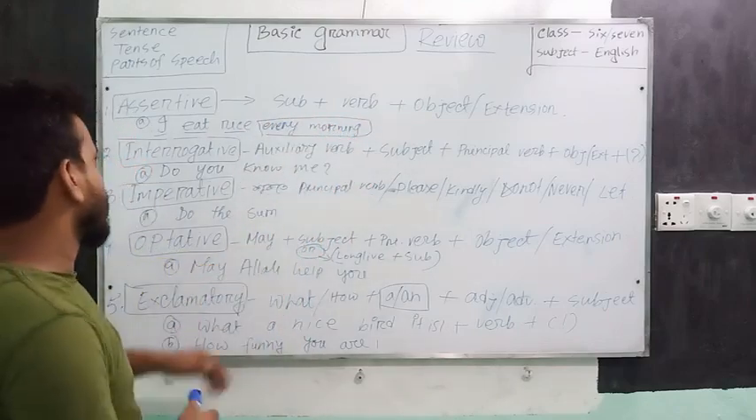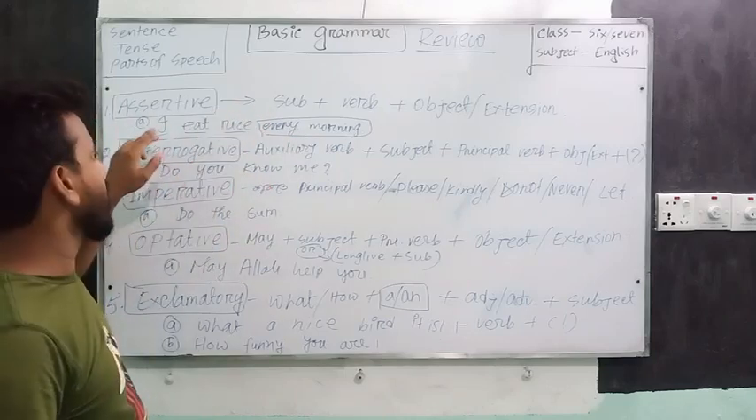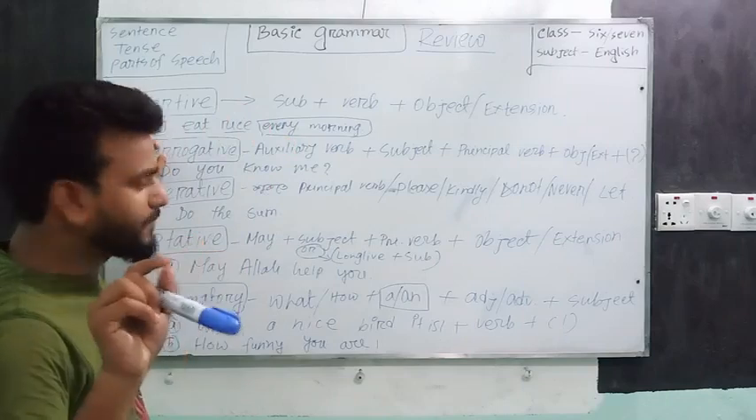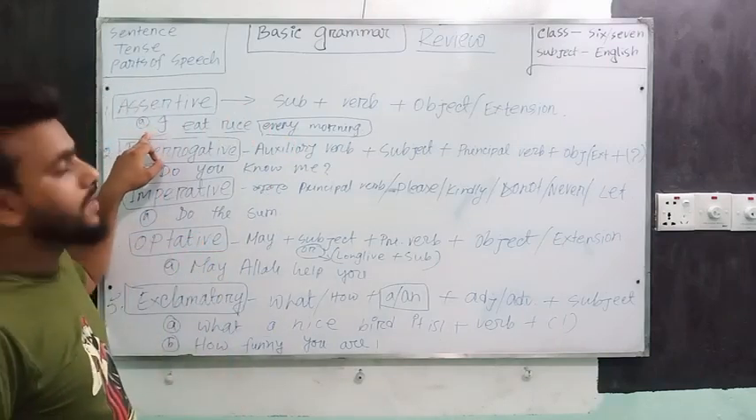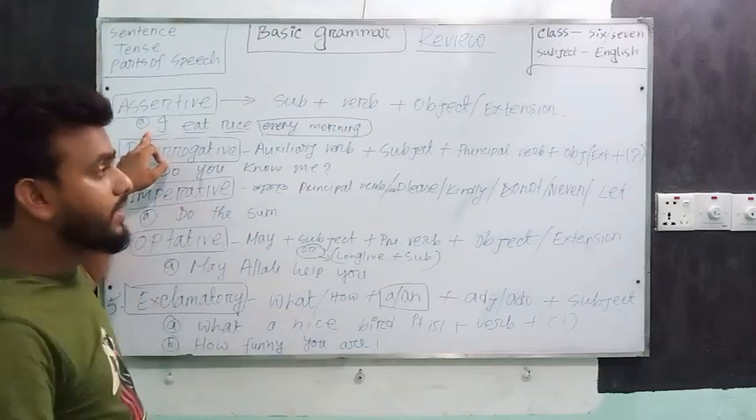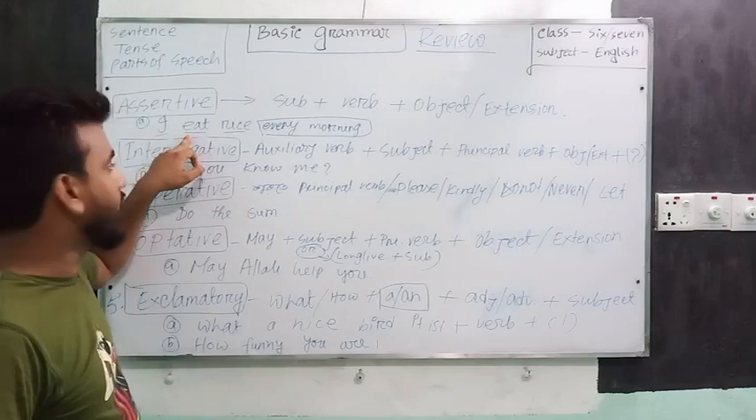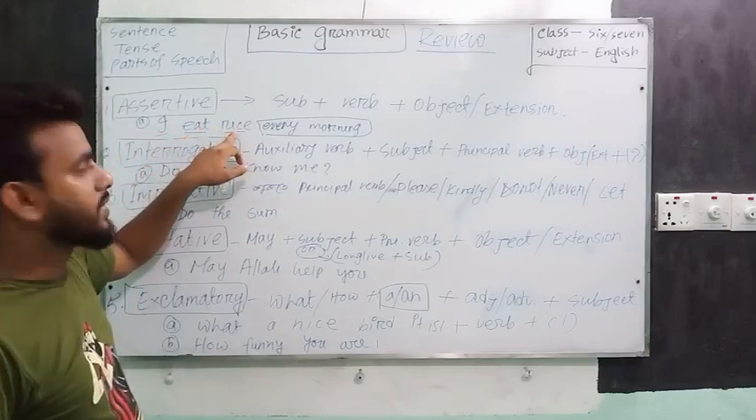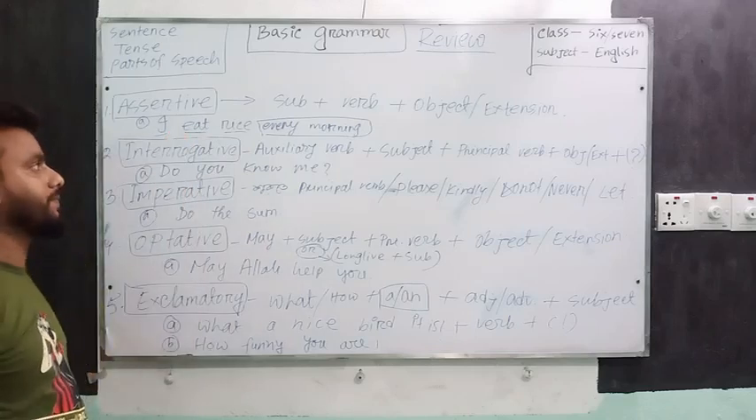Okay. So whenever you analyze any assertive sentence, you have to say that I is a subject, because an assertive sentence has, first of all, the subject, and then the rest is the object and extension. So this is called an assertive sentence.